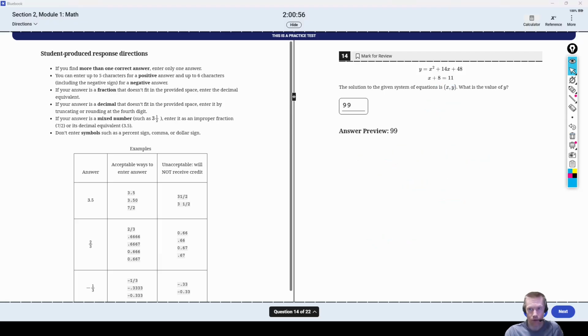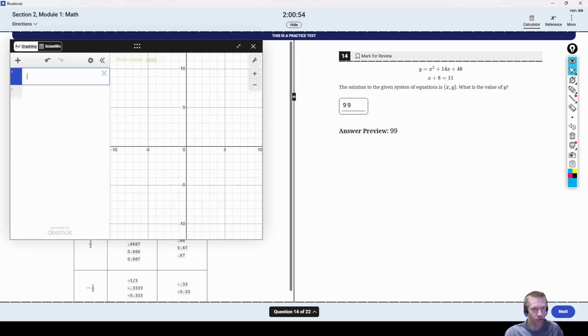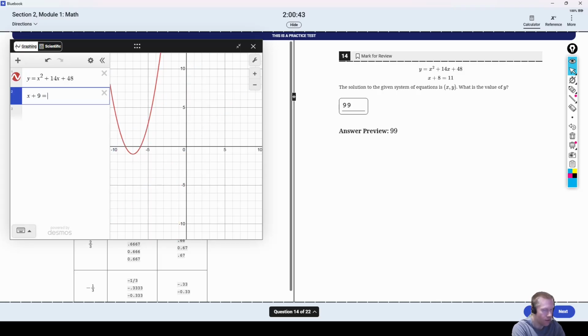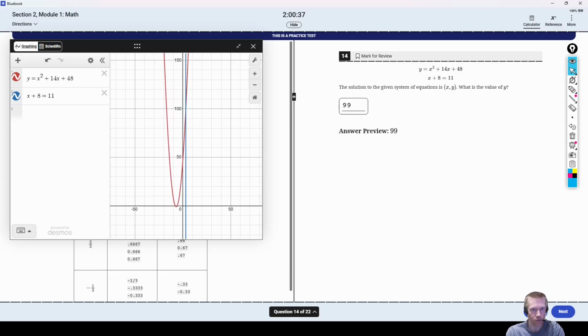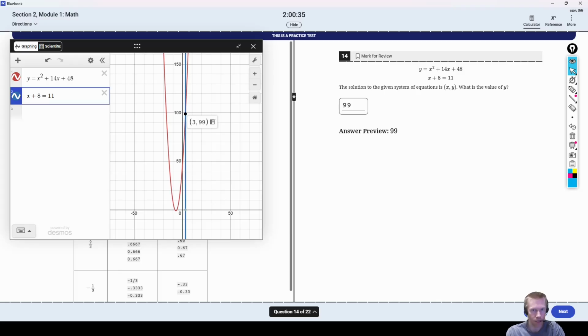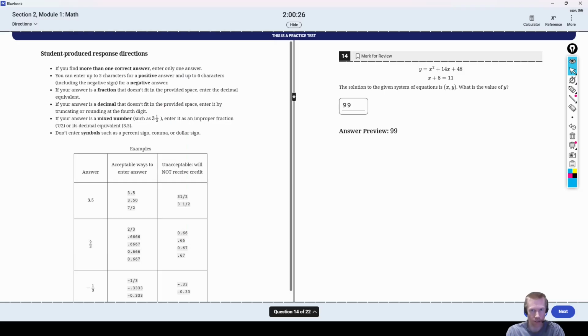However, again, we could do this entire thing in Desmos, and this might be quicker. Graph the two functions, 8 equals 11. Then we look for the intersection point. Now, obviously, we're going to have to scroll out a ways. There's the point right here. Okay, this is the solution to this system of equations. What's the value of y? It's 99. That's it. You get the entire thing, again, straight from Desmos.